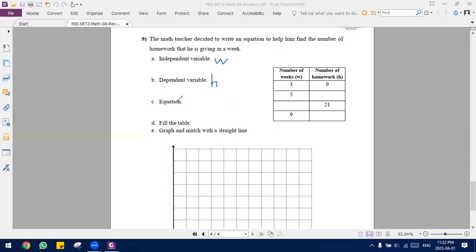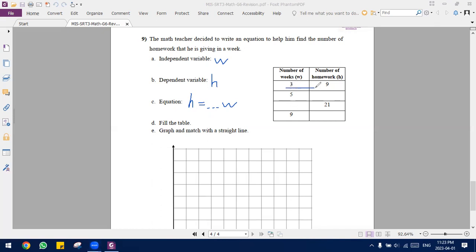Now we need to write the equation. We said that first we put the dependent variable, which is H, because to get the homework, I depend on the value of W. So H equals, and then we put the independent variable here. Now I need to put a value. When I explained it in the previous worksheet, I said the value of 1 unit. What does that mean? When the independent variable equals 1, I need to find the value of the dependent. But I check the table and there's no 1 for the independent variable.